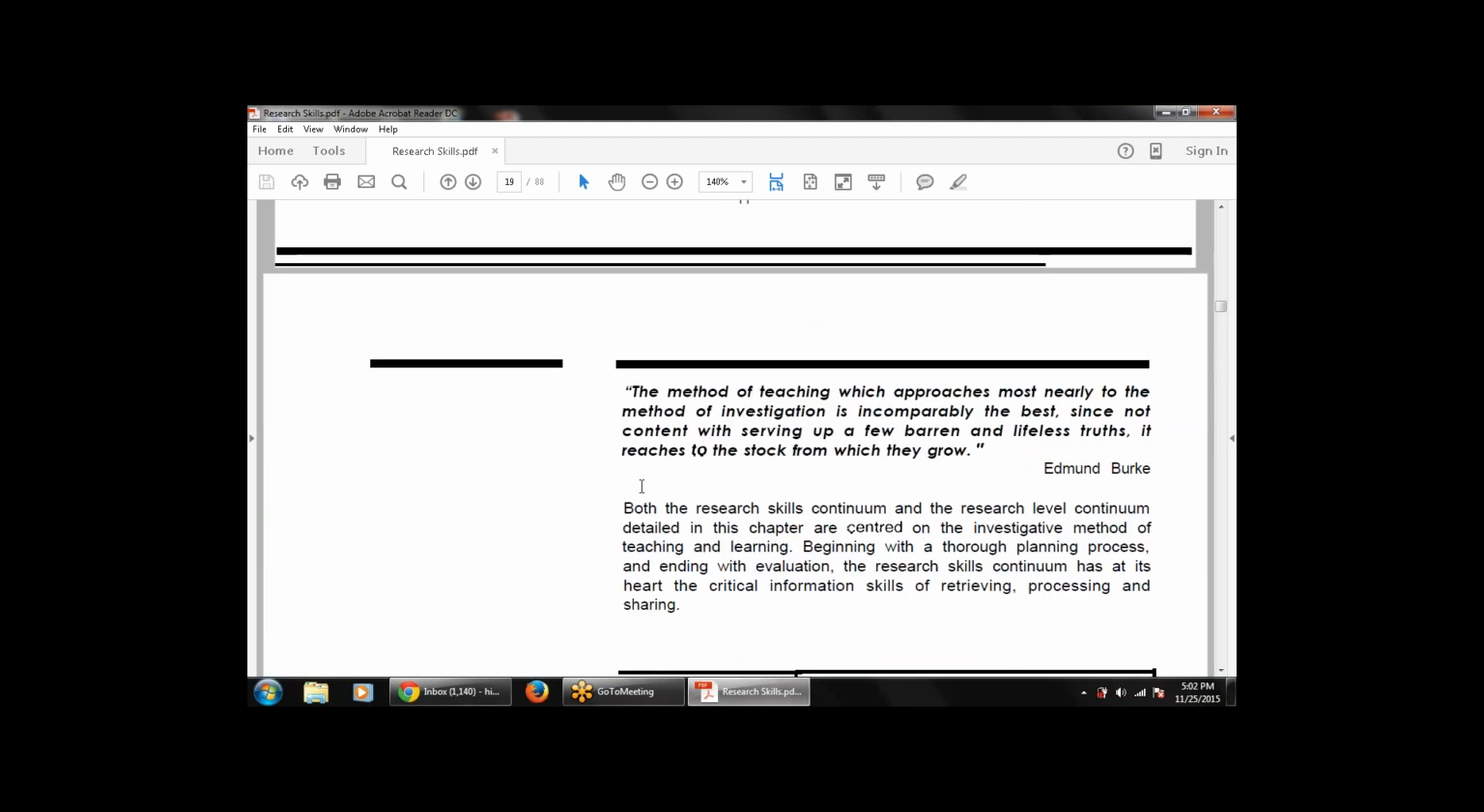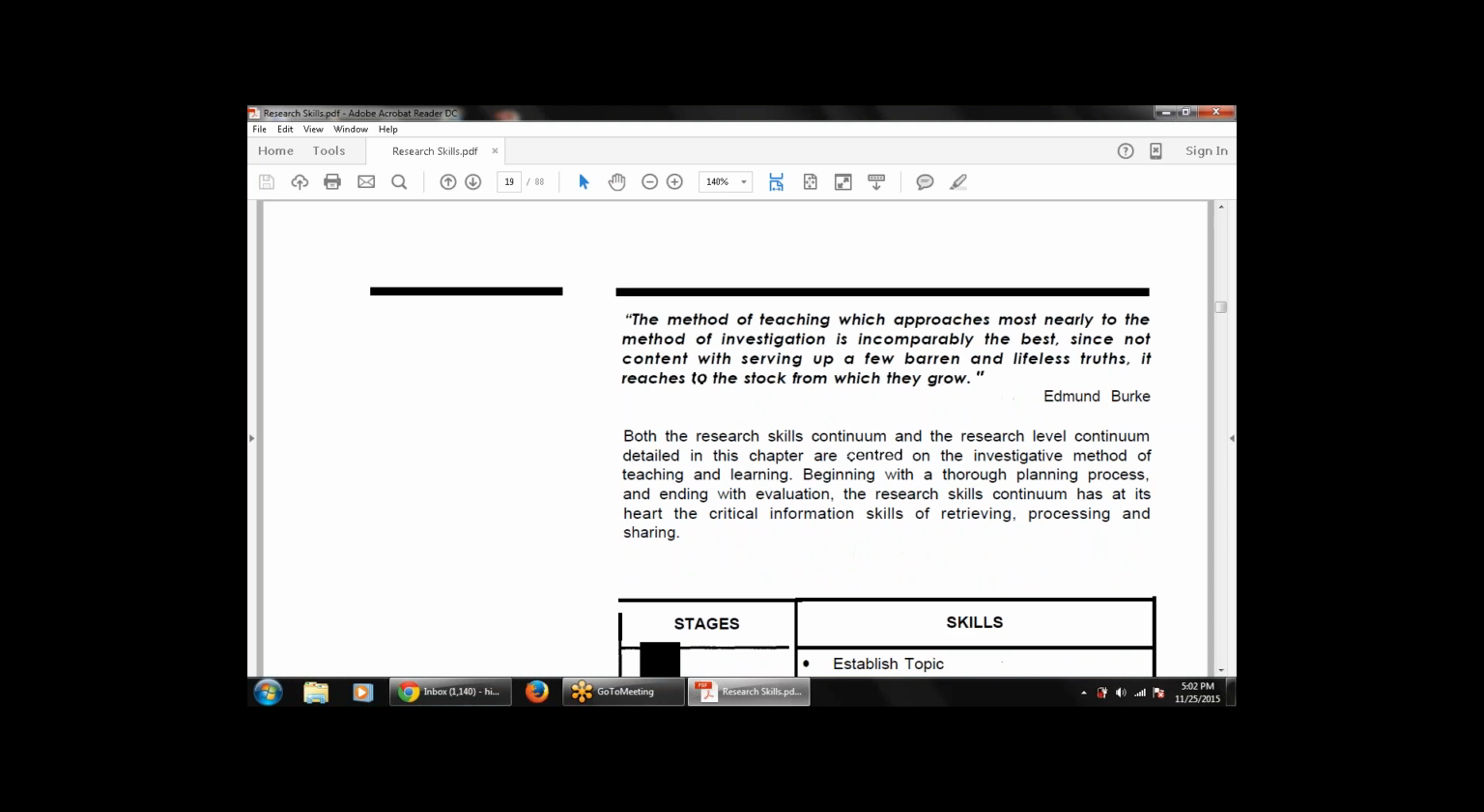Now, this is the quote that is given over here. "The method of teaching which approaches more nearly to the method of investigation is incomparably the best, since not content with serving up a few barren and lifeless truths, it reaches to the stock from where they grow." This is the quote by Edmund Burke. So this says the method of teaching.